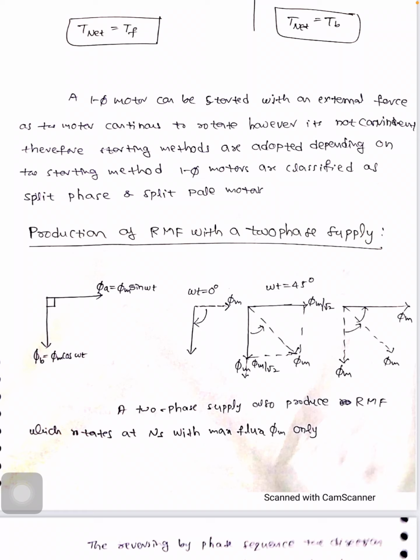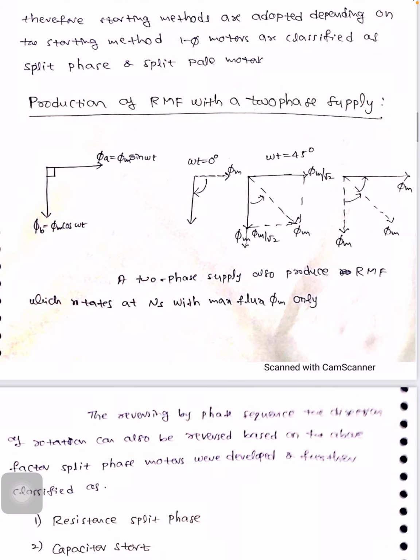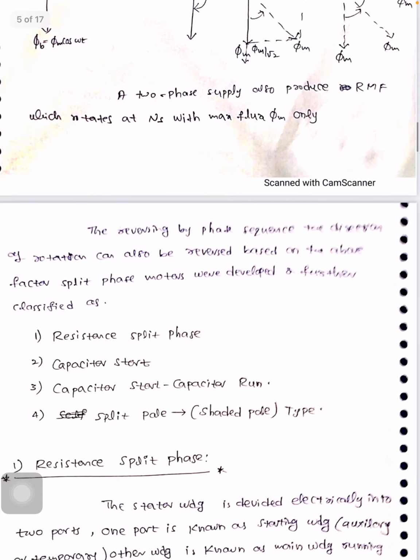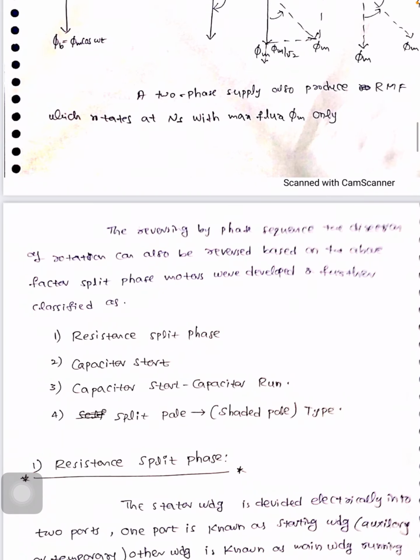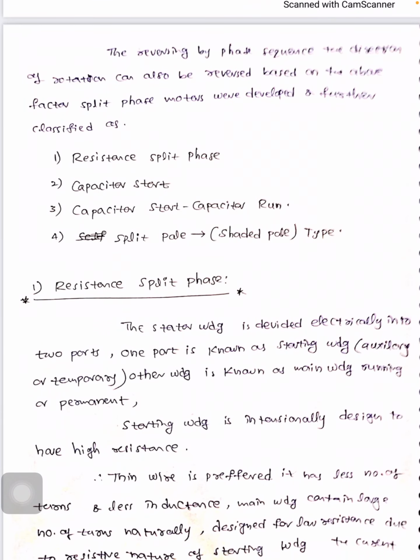That is called Ns, where Ns is equal to the synchronous speed, Ns is equal to 120f by P, right? So here see, a two-phase supply also produces a rotating magnetic field which rotates at synchronous speed with the maximum flux φm only, right? By reversing the phase sequence, the direction of rotation can also be reversed based on the above factor. Split phase motors were developed and further classified, right?